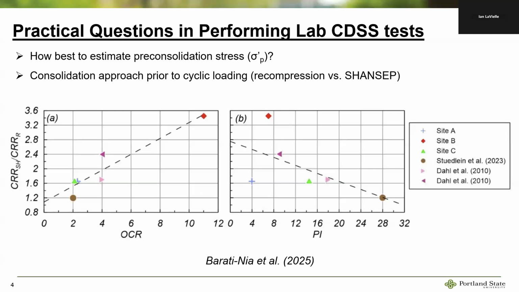And then once you've come up with that, how do you consolidate the soils in the cyclic shear device? Recompression versus SHANSEP type approaches, and they all affect the result.